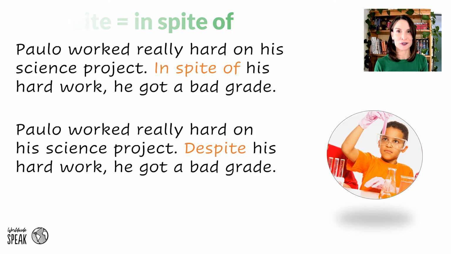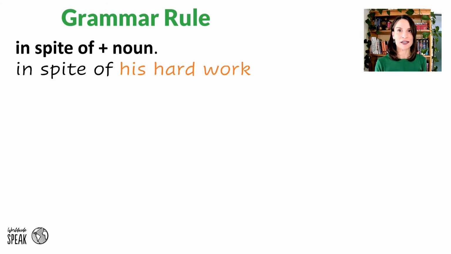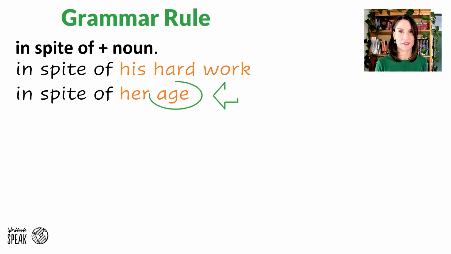And let me show you the grammar rule for despite and in spite of. So with in spite of and despite, you use this in front of a noun, or it could be a modified noun like this. In spite of his hard work. The noun here is work, and we're modifying it with his hard work. But it's a noun phrase, same as this. In spite of her age. Age is a noun.